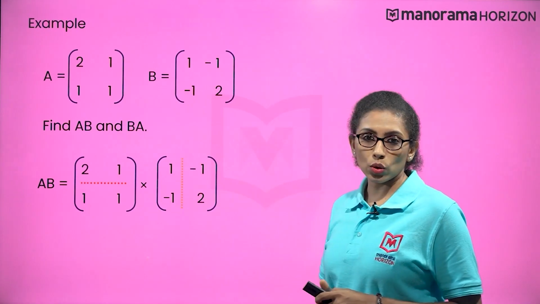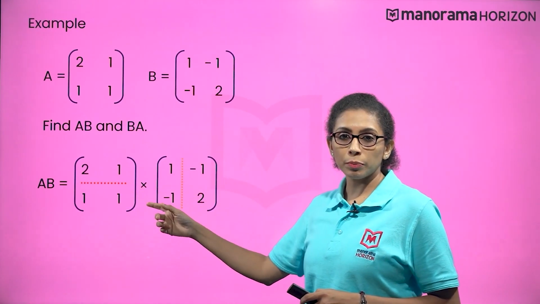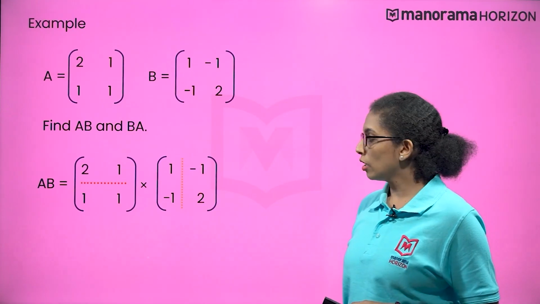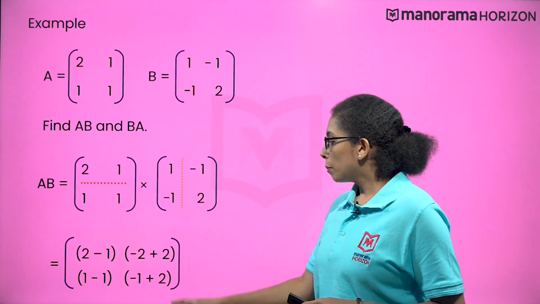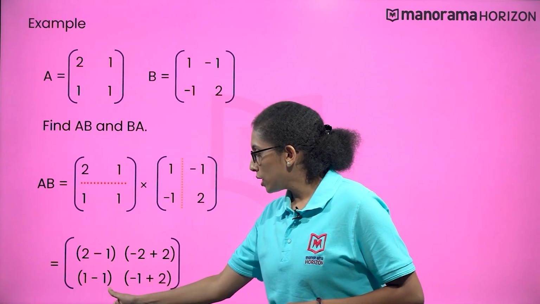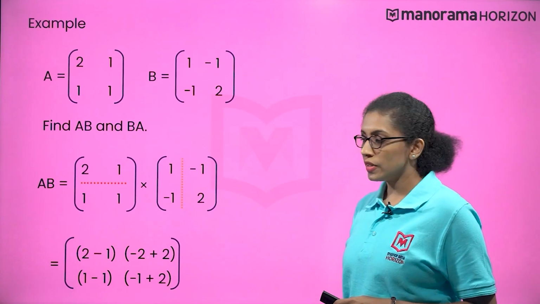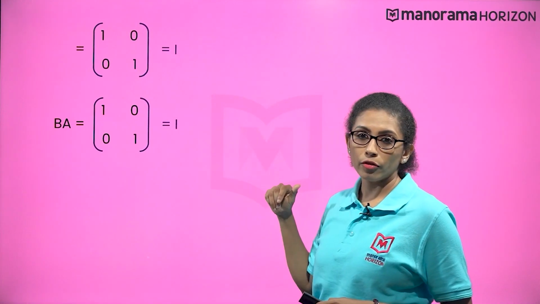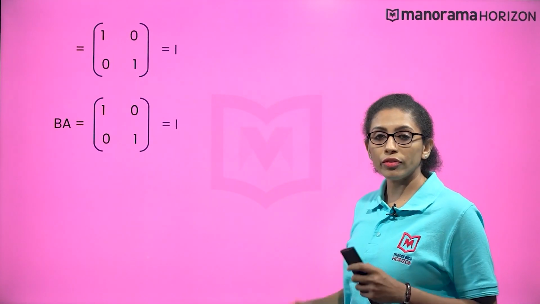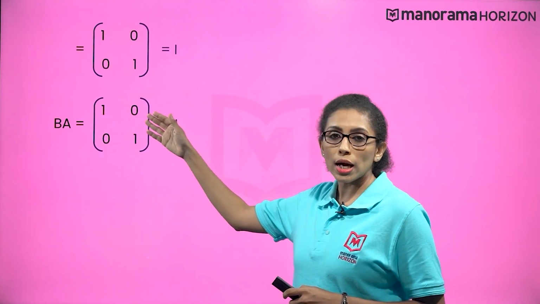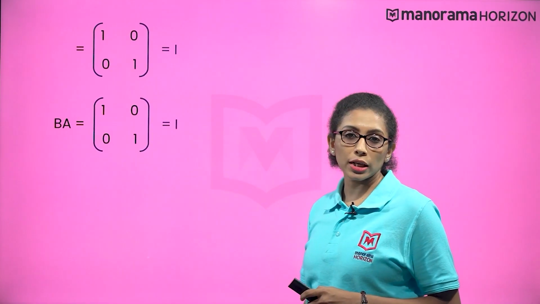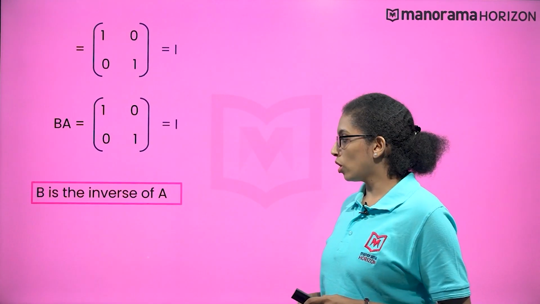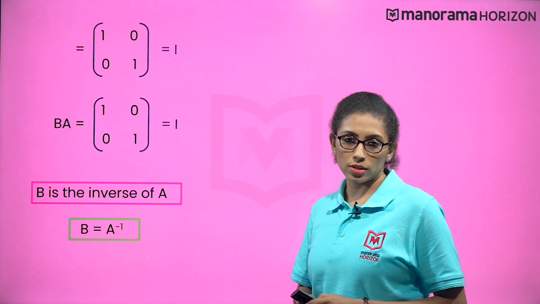We get AB is equal to [2, 1; 1, 1] multiplied by [1, -1; -1, 2]. Performing matrix multiplication, we get [2 minus 1, -2 plus 2; 1 minus 1, -1 plus 2], which is equal to [1, 0; 0, 1], which is equal to I. Similarly, we get BA also equal to [1, 0; 0, 1], which is the identity matrix. Thus, B is the inverse of A. In other words, B is equal to A inverse.